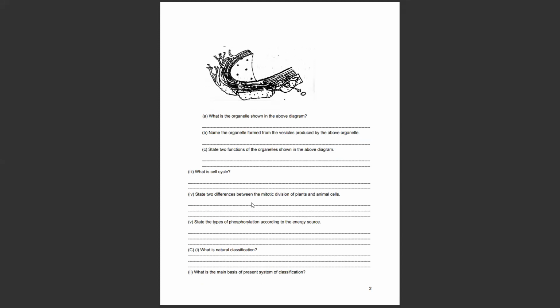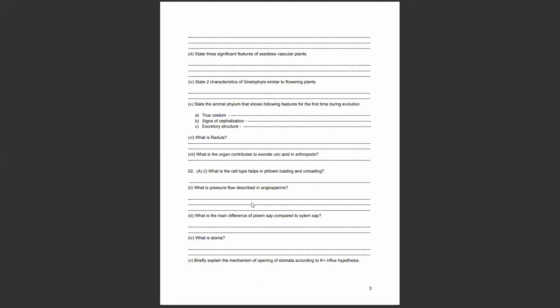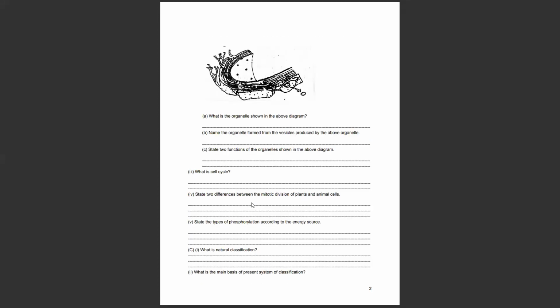Yes. Next one. What is the main basis of present system of classification? The answer should be rapid advance of molecular biology and the new information on the evolutionary relationships of organisms is the basis of present system of classification. Right? Okay.